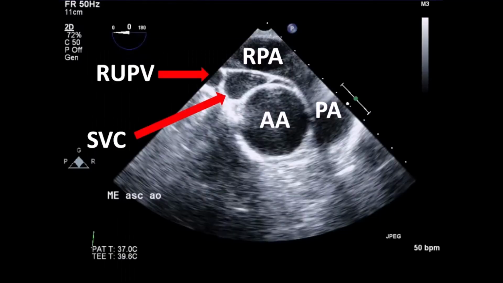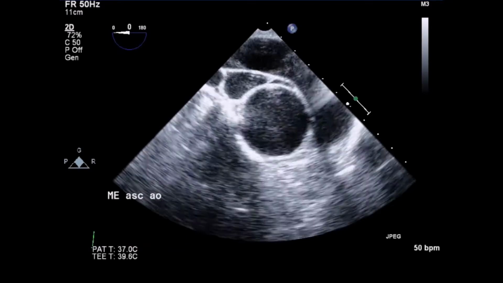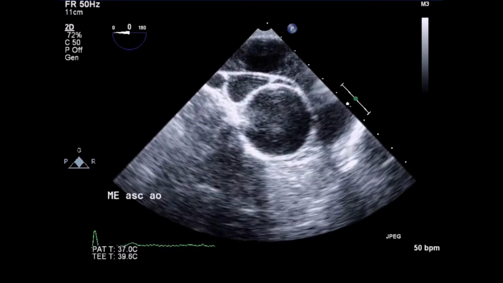This is now a short axis view of the aortic valve. And now we have a short axis view of the ascending aorta. Note mild dilation of the ascending aorta and a fair amount of artifact images into it.